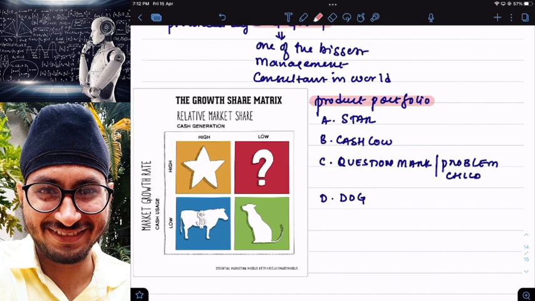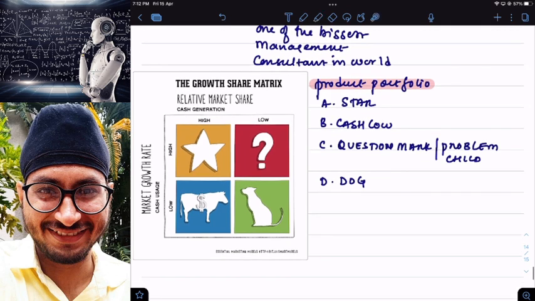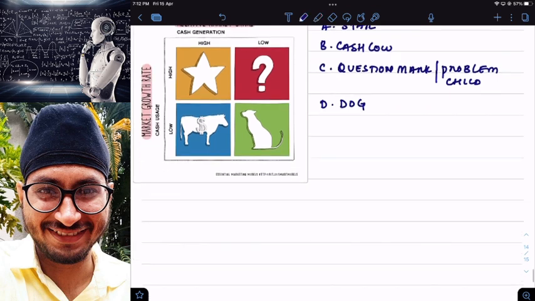But there are some things you need to understand before we start. There are two factors we have to take into consideration. In order to analyze my product portfolio using BCG, two things are very important: market share of the company, and second one is market growth rate.